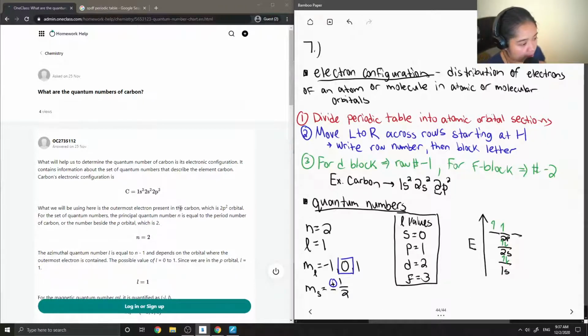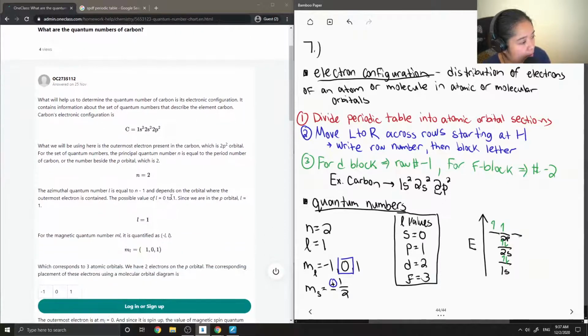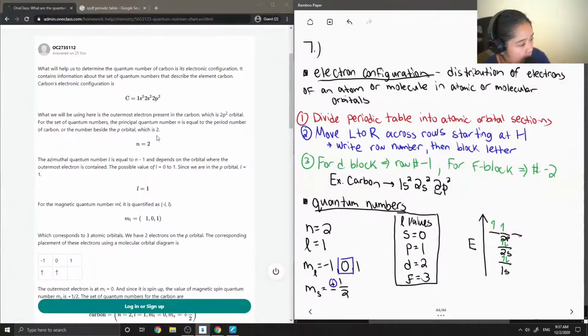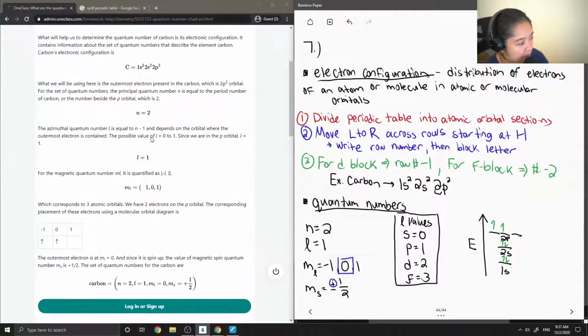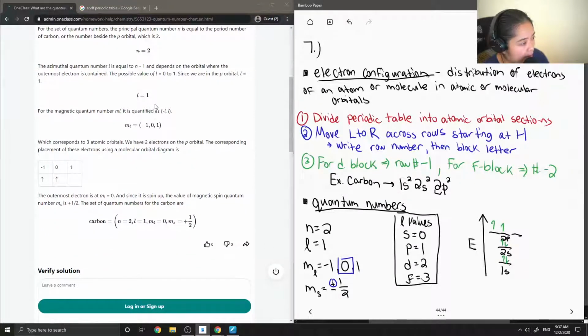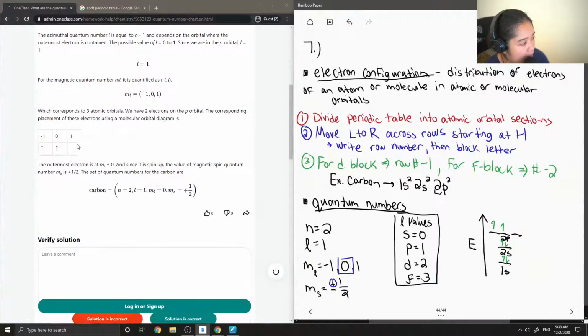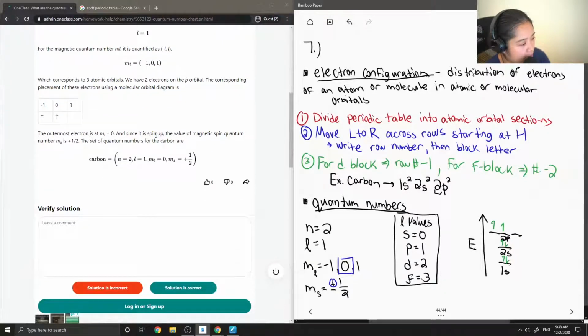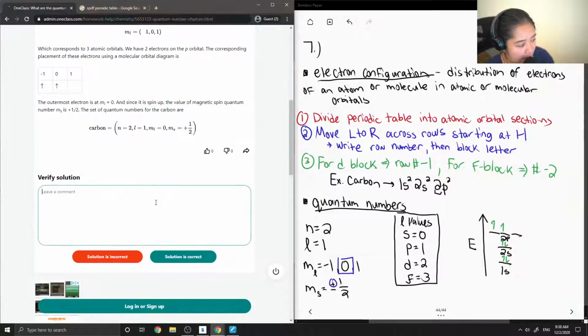Let's see what the junior tutor said. First they found the electron configuration of carbon. The principal quantum number is equal to 2. L is equal to 1. ML is the magnetic quantum number, which is equal to 0. And then since it spins up, it has a value of plus half. So I can verify that this solution is correct.